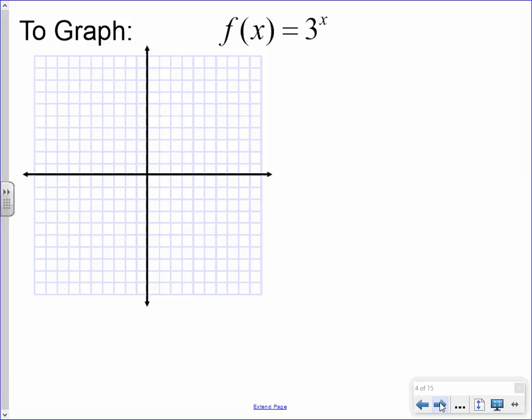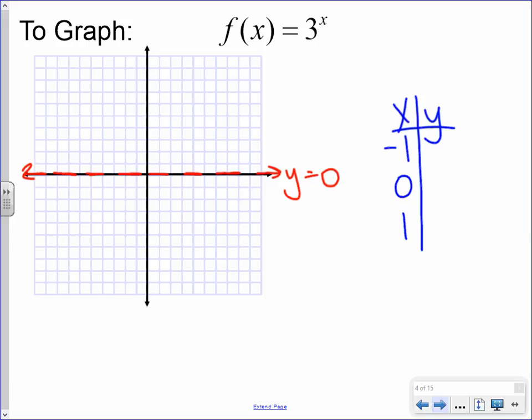For a parent function graph, where did we say the asymptote was? Y equals 0. So I want to see that drawn in and labeled, especially if it's on the axis. It's hard to see you draw in, so it'd be a good idea to label it somewhere. Okay, then this is what I want to see. I want to see these 3 points when x is -1, 0, and 1.